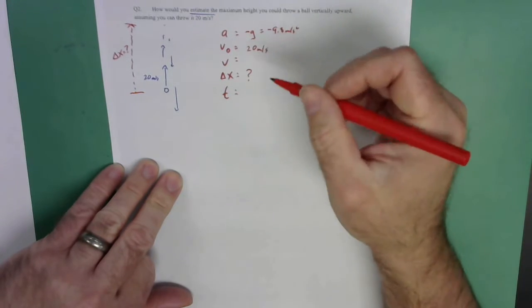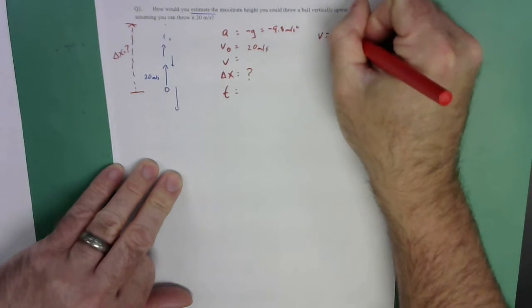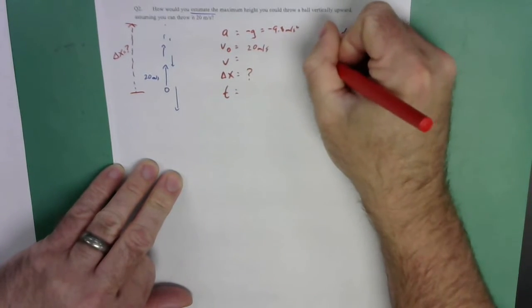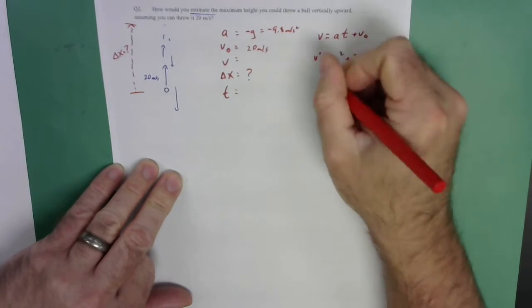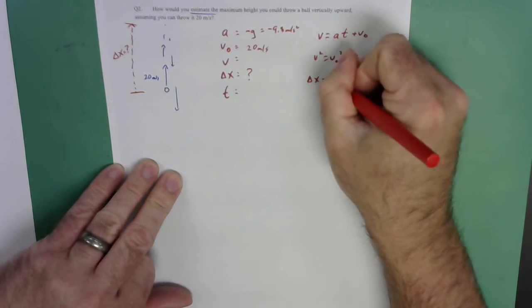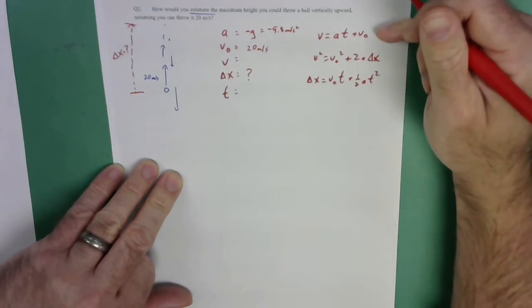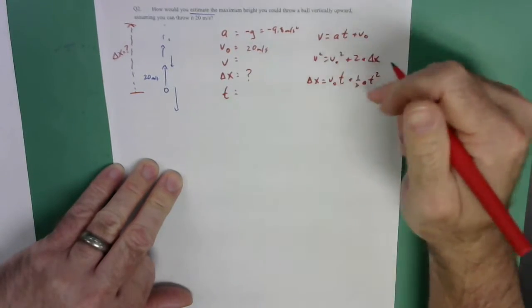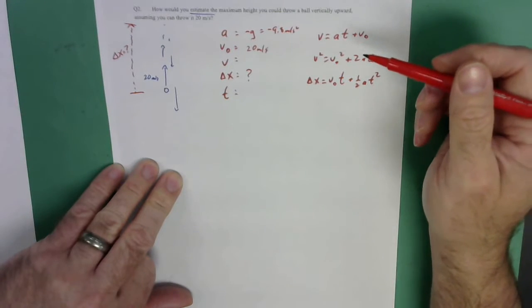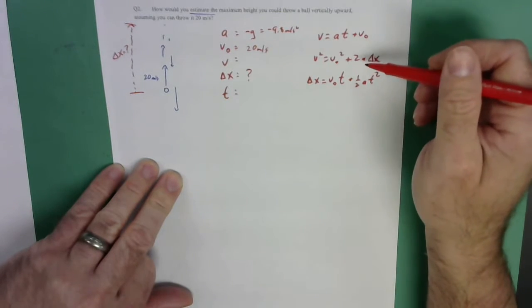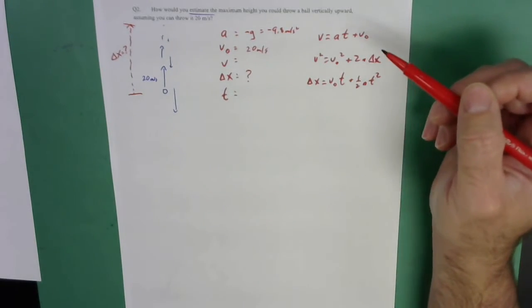The thing is, all the formulas that we have: v equals at plus v naught; v squared equals v naught squared plus 2a delta x; delta x equals v naught t plus 1/2 a t squared. Each one has 4 of these 5 variables in it. So if I have 4 variables, I need to have 3 knowns to solve for the 4th unknown. You know what I mean? And right now I only have 2, so I need another value.